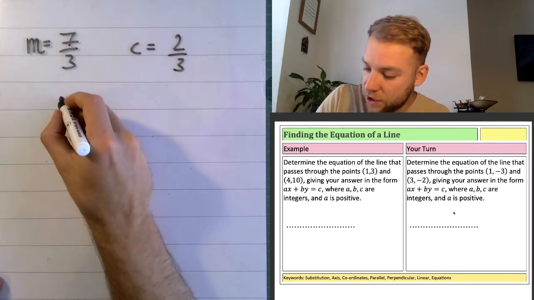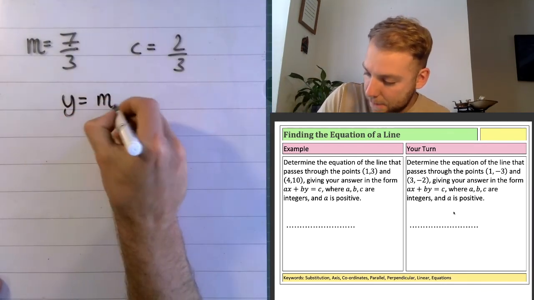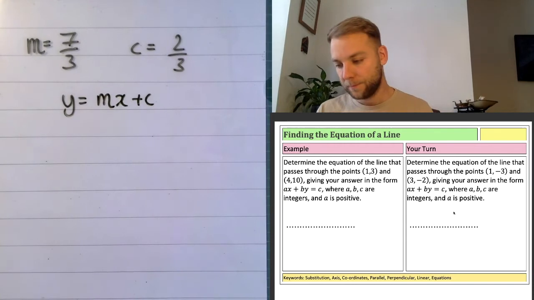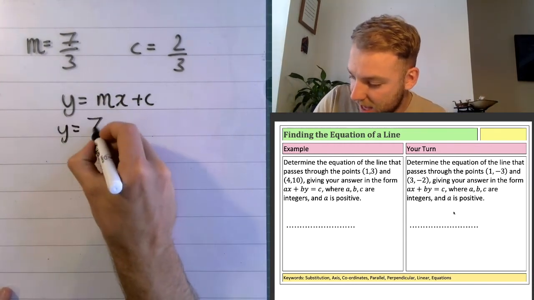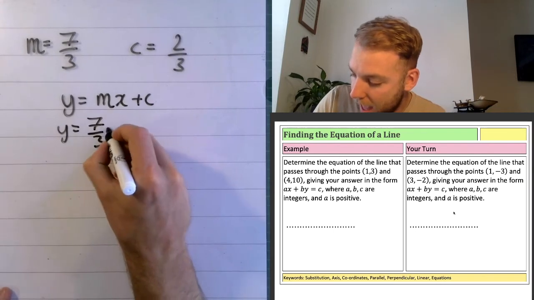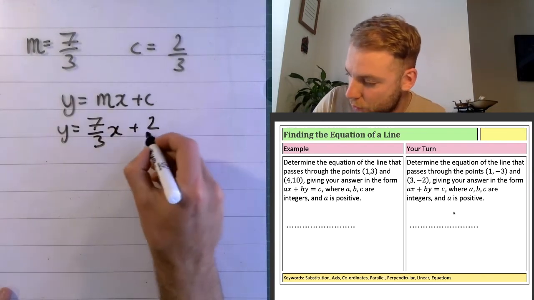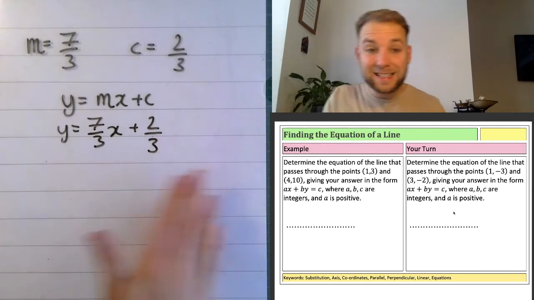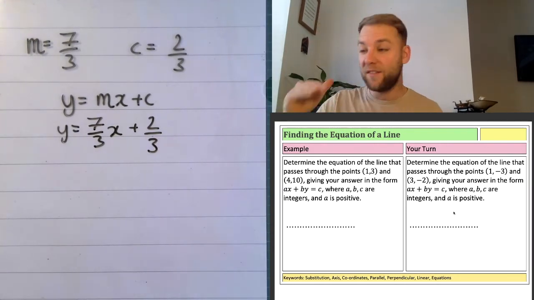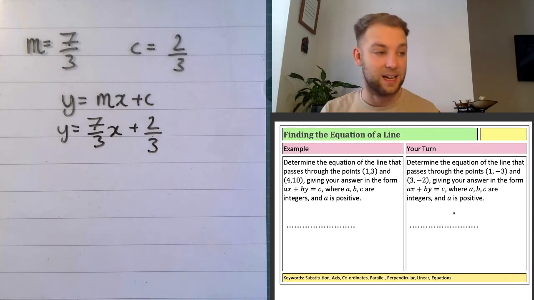We know that the equation of the line is y equals mx plus c. And we know the gradient is there, so y is equal to 7 over 3x plus 2 over 3. Okay, now this is the equation of the line. That's fine. If it didn't say this last part, you'd leave it like that.